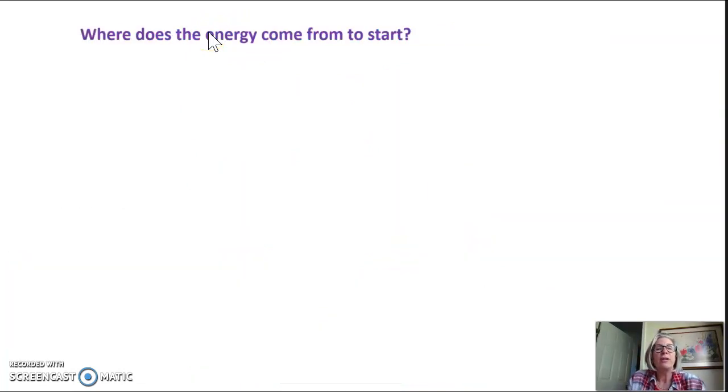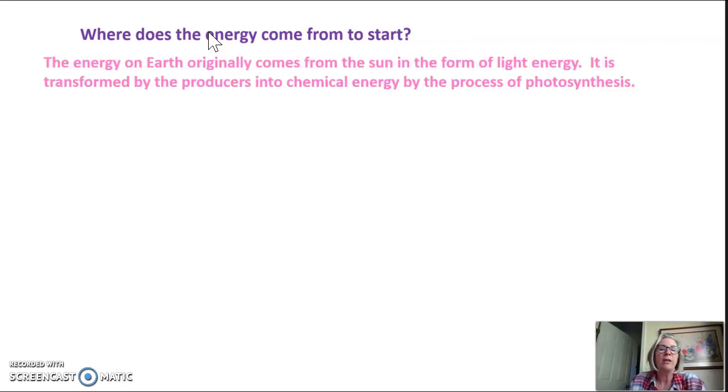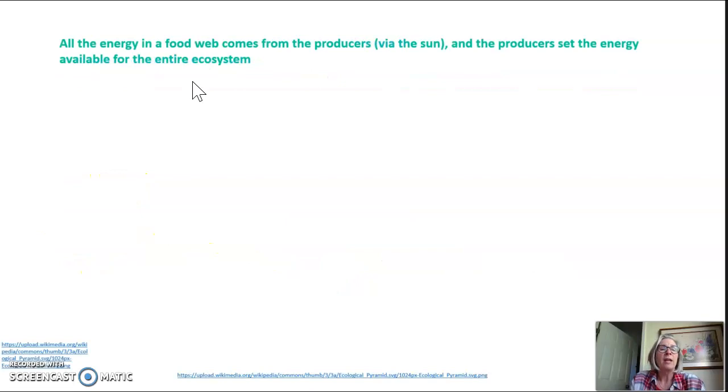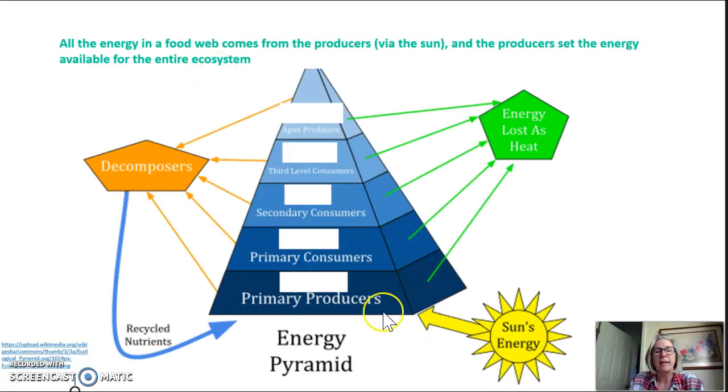So where does the energy in a food web come from to start? Well, all the energy on Earth originally comes from the sun in the form of light energy. It's transformed by the producers into chemical energy by the process of photosynthesis. All the energy in a food web comes from the producers via the sun, and the producers set the energy available for the entire ecosystem. So let's look at this. Again, all of the energy on Earth comes from the sun.